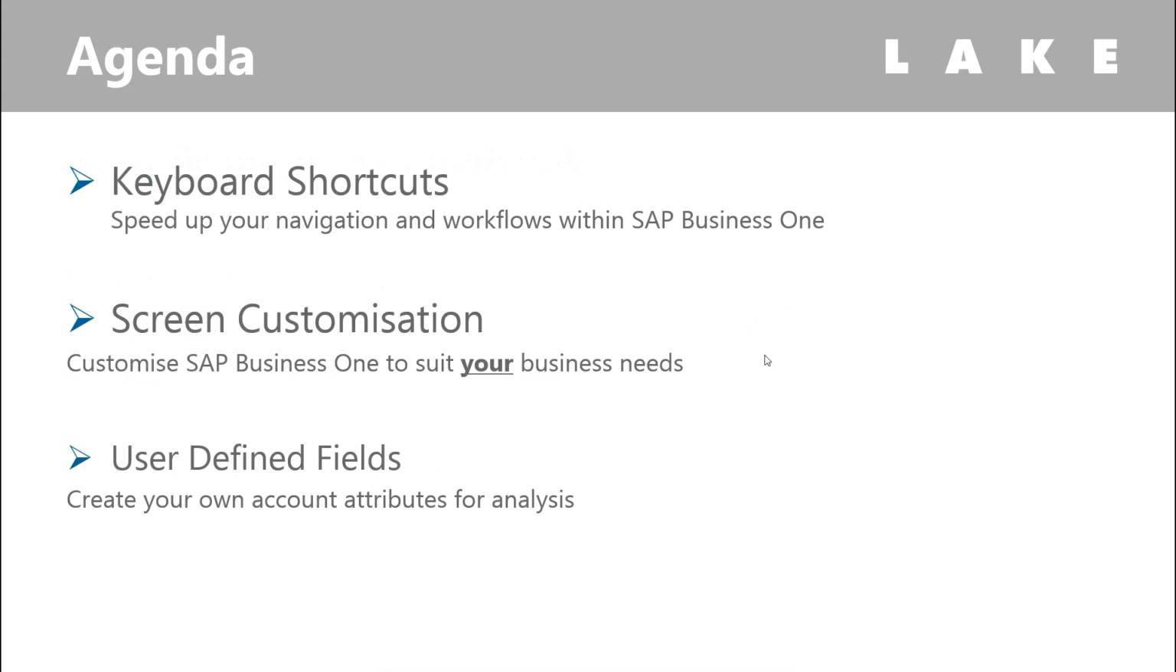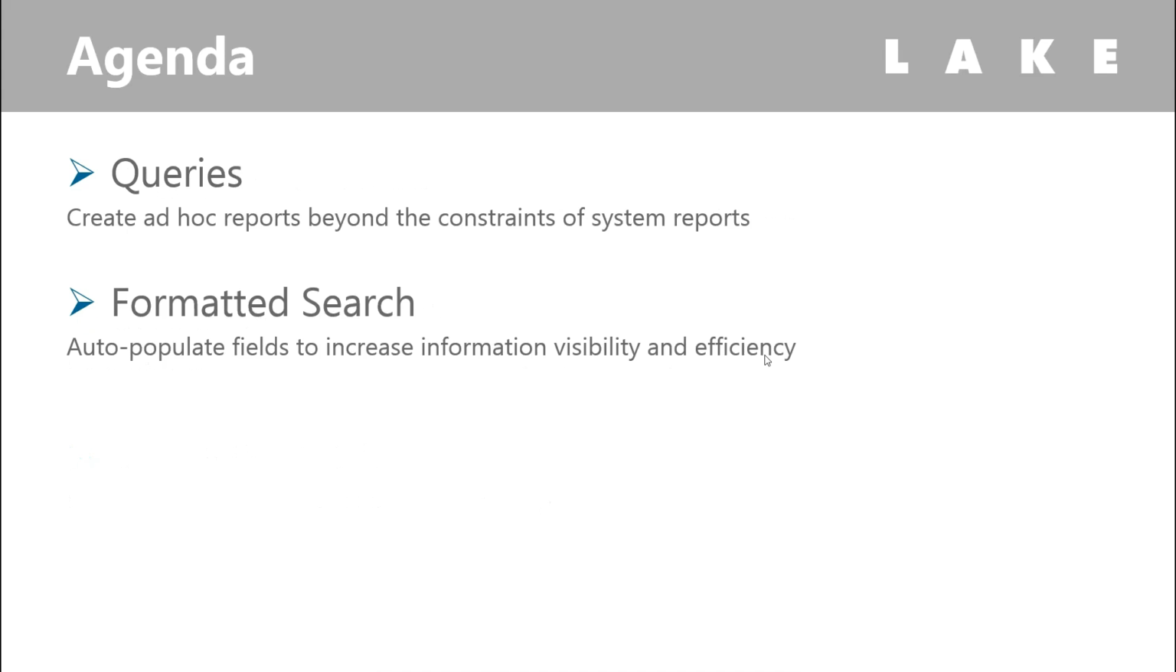Now, the tips and tricks I'm going to be showing you can be split into several areas. So first we'll cover keyboard shortcuts. That's just looking at speeding up your navigation and workflows within SAP Business One. We'll look at some screen customization so we can better suit SAP Business One to your business needs rather than the default setup. Looking at user-defined fields, how to create your own account attributes for analysis and then report on them. We're looking at queries, so creating ad hoc reports beyond the constraints of the typical system reports. And finally, we'll end on formatted searches, which can allow you to auto-populate fields and increase information visibility and efficiency.